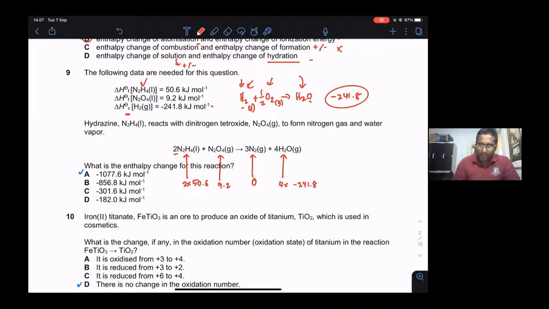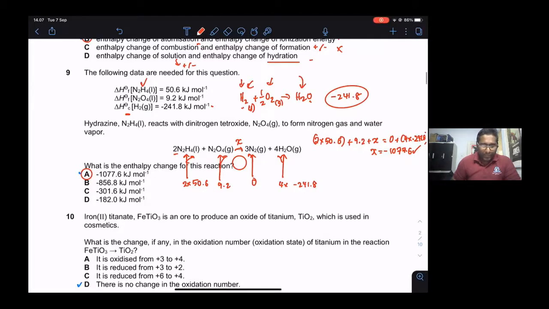Now once you do that, we are just looking for this x. You should know clockwise equals anti-clockwise. So if you write down the equation, this one plus 9.2 plus x, we know all these are going to be clockwise. This one is anti-clockwise, so it equals 0 plus 4 times negative 241.8. You calculate and you will get x to become negative 1077.6. Please calculate, you will get the answer. That's going to be A.